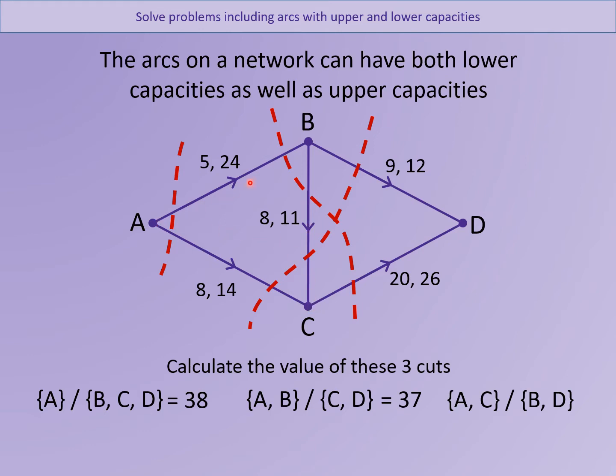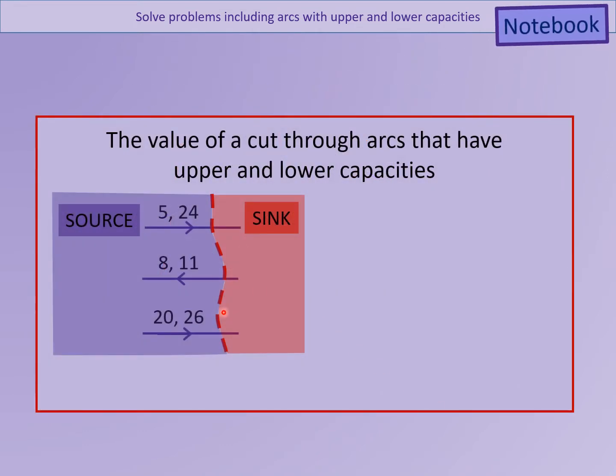So I could flow 24 from there to there. I could flow 26 from there to there, but I'm going to have to flow at least 8 back. So when I come to the cut ACBD, what I'm going to get is these three situations. I've got the 5 to the 24 flow in that direction, so I'll add the 24. I've got the 8 and the 11 flowing in the wrong direction, so normally I'd ignore it, but now I need to take away the 8, okay? And then this one that flows from this side to this side, which is 26.